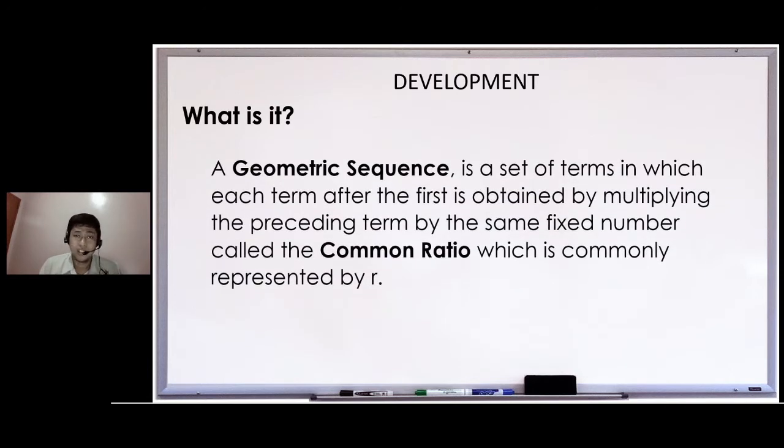What is a geometric sequence? A geometric sequence is a set of terms in which each term after the first is obtained by multiplying the preceding term by the same fixed number called the common ratio, which is commonly represented by R.